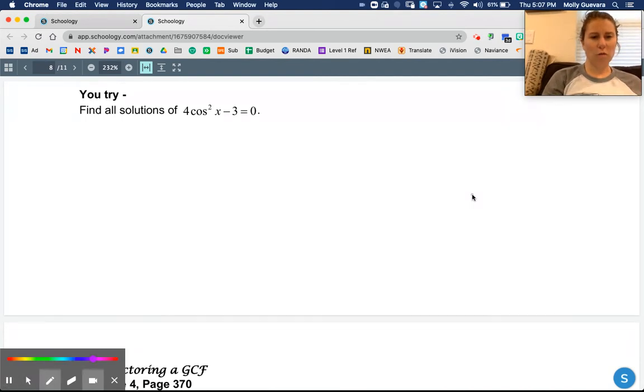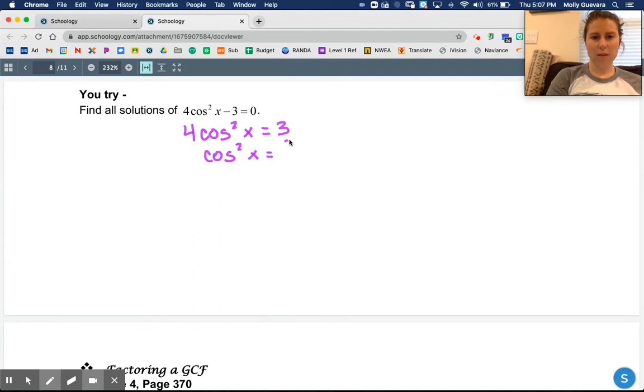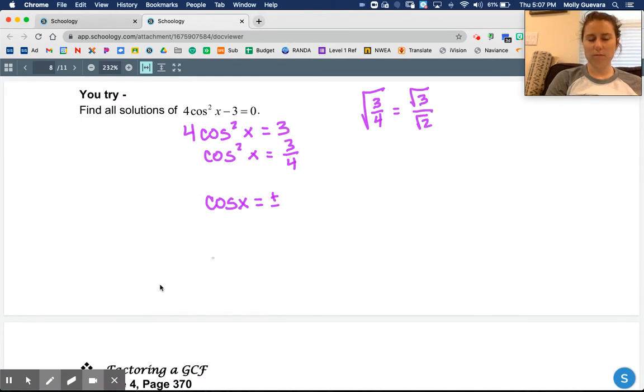Okay guys, so hopefully you had time to try this. We're just solving it for cosine squared, so I'm going to add the 3 to the other side. Cosine squared of x equals 3. I'm going to divide by 4. Okay, and then I'm going to take the square root, which gets me cosine of x equals plus or minus. And again, I'm going to do the square root. So square root of 3 over 4 is equal to the square root of 3 over the square root of 4. I'm ahead of myself.